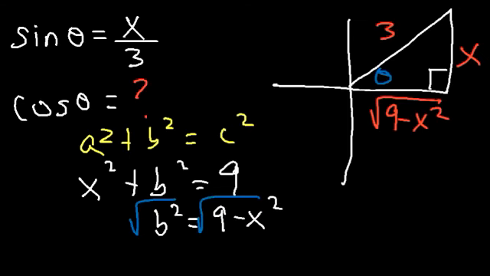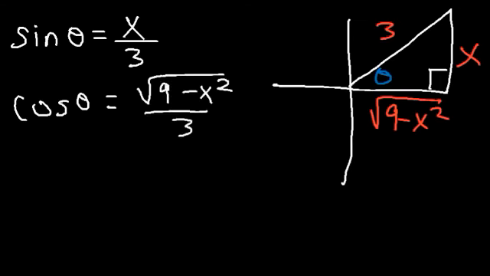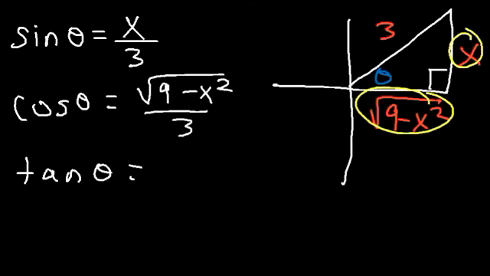So now we can figure out what cosine is. Cosine is adjacent over hypotenuse. So that's radical 9 minus x squared over 3. And that's how you do it. If I want to find tangent, it's opposite over adjacent. Opposite to theta is x, adjacent is root 9 minus x squared. So it's going to be x over root 9 minus x squared.